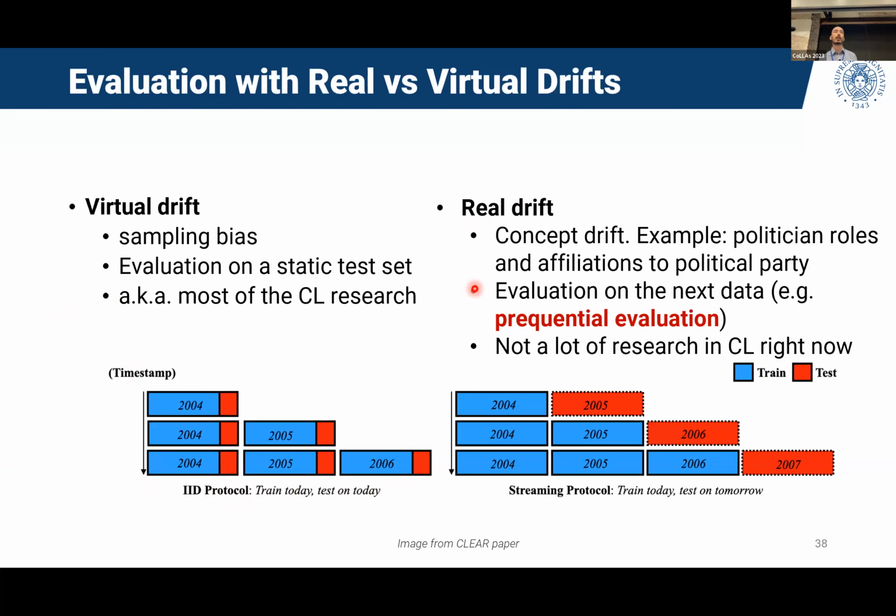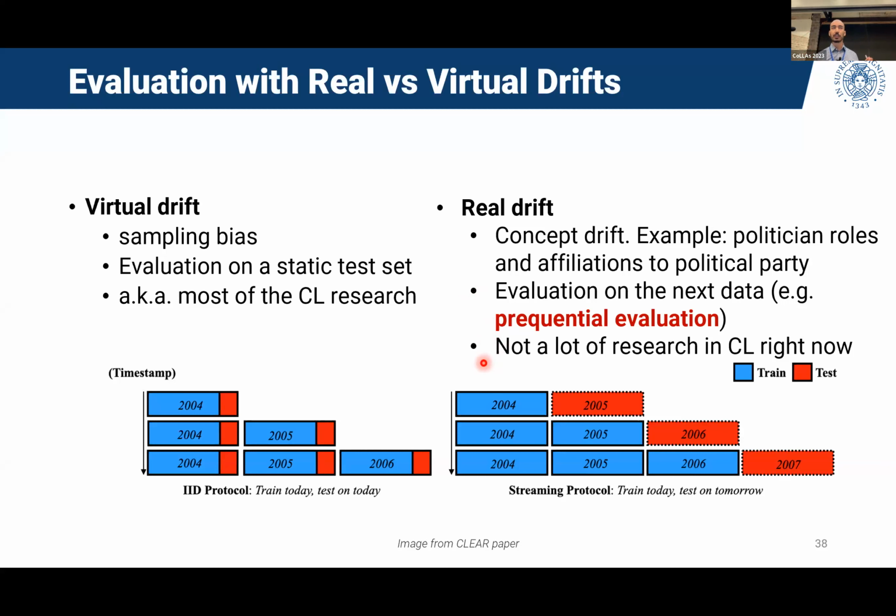You don't care about what happened in the past because it's not relevant anymore. I mean, what happened in the past and what the model learned in the past may be useful to learn something new, but it's not important to remember how to predict it, right? So we do what is called frequential evaluation.